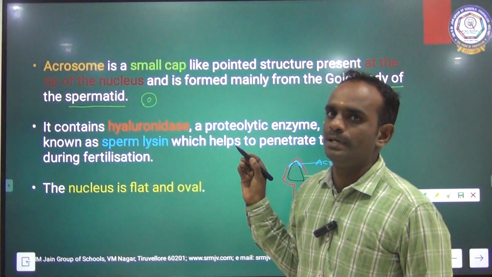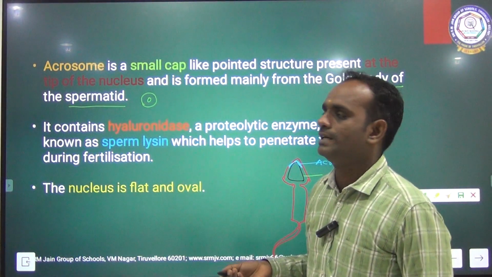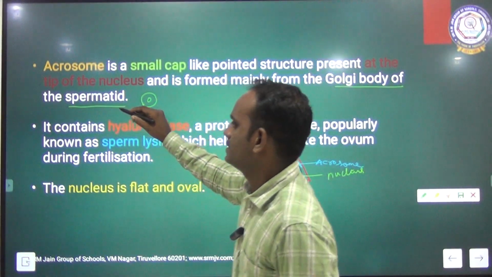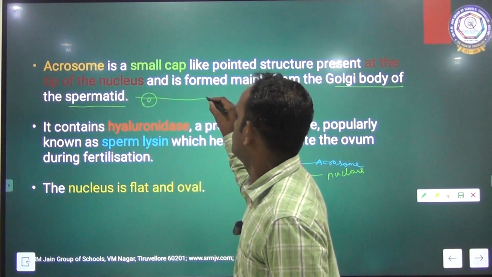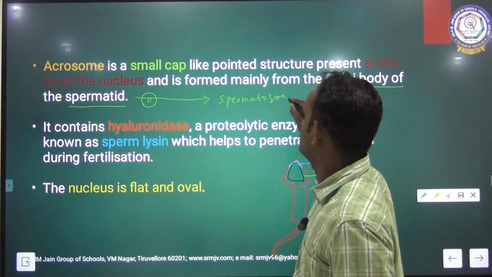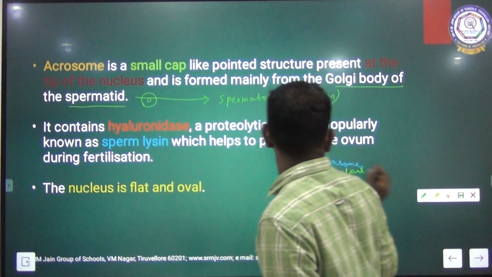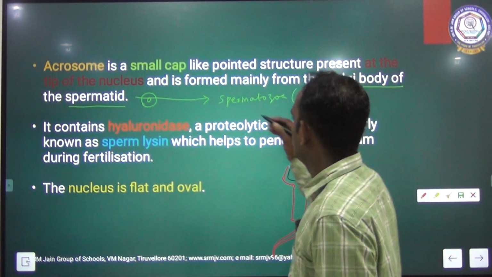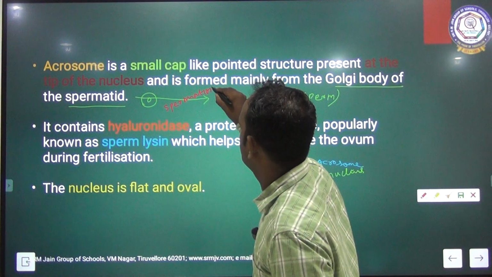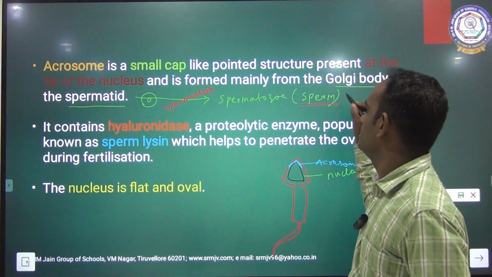When the secondary spermatocytes undergo meiotic cell division, they form spermatids. The process of conversion of spermatid into spermatozoa, in short called sperm, is called spermiation. Spermiation is the process of conversion of spermatid into a mature sperm.